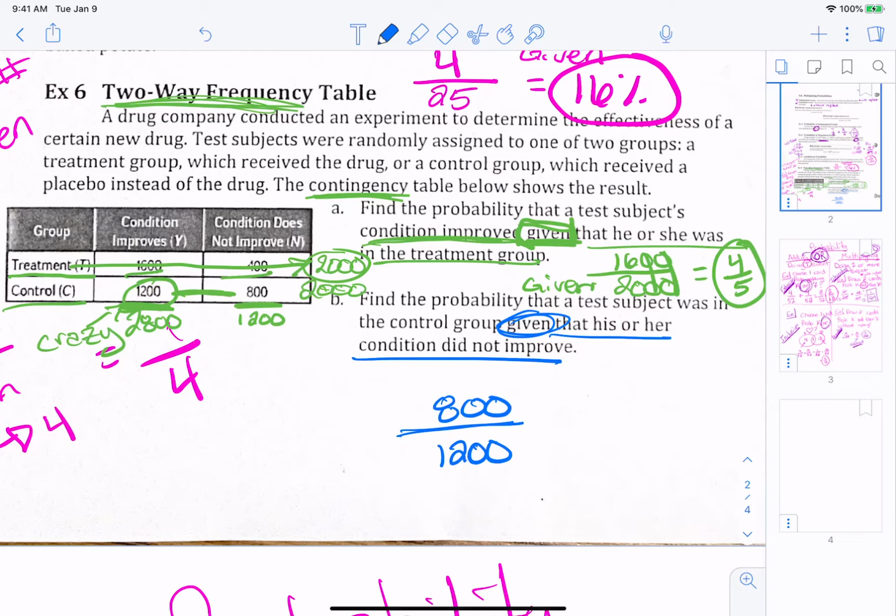Okay, I can knock off two zeros. 8 over 12, divided by 4. 2/3. Does that make sense?